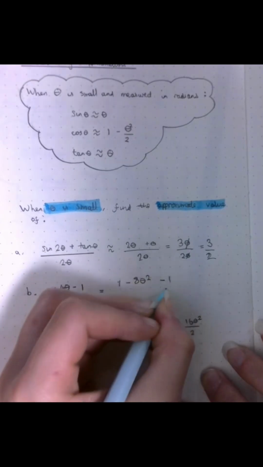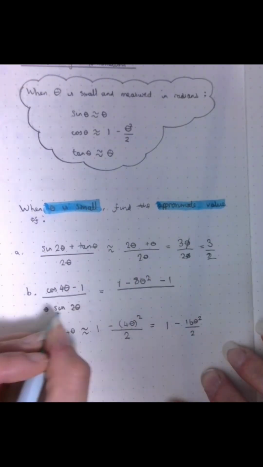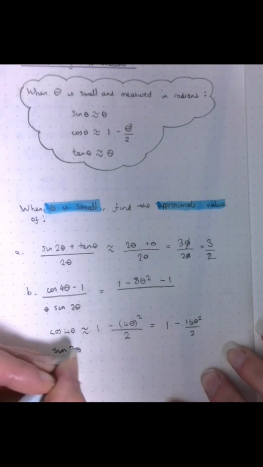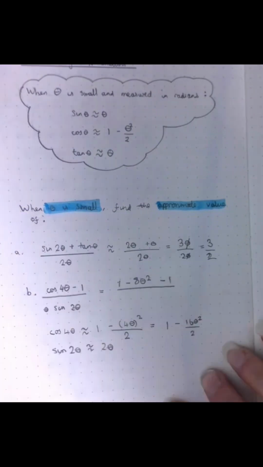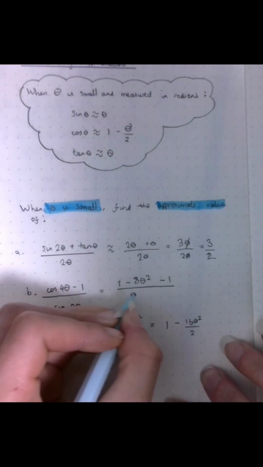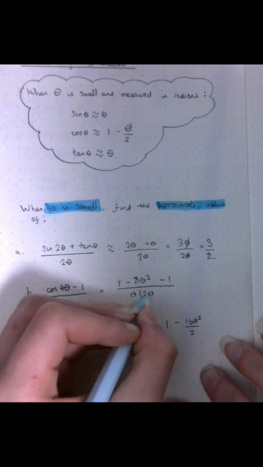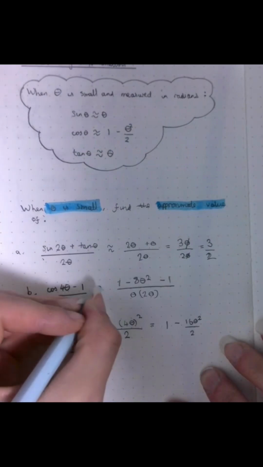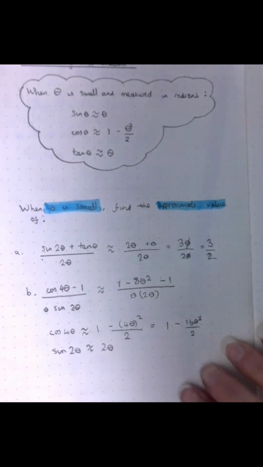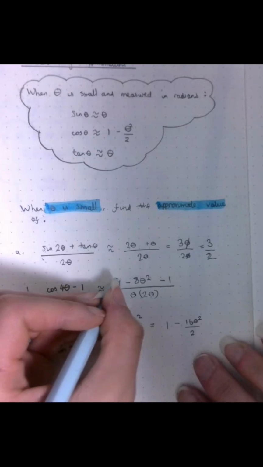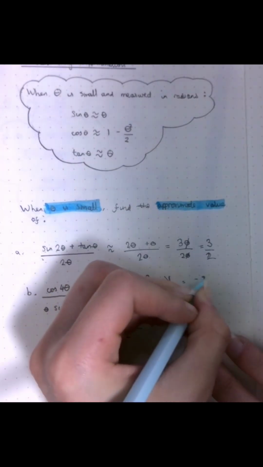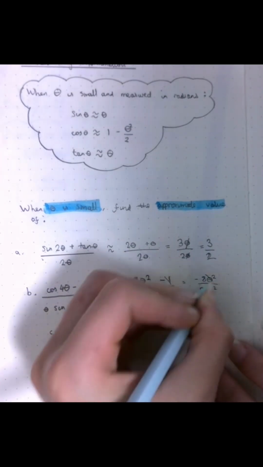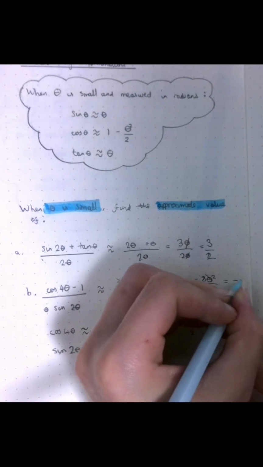Take away the 1, all over theta sine 2 theta. So sine 2 theta is going to roughly just equal 2 theta. So that will become theta times by 2 theta. I should use my approximate value, not my equals, because it doesn't equal it. It's an approximation. So let's just tidy that up a bit. So the 1 and the minus 1 will cancel out, leaving me with minus 8 theta squared. And here I'd end up with 2 theta squared. Let's cancel the theta squareds out. We're just going to be left with negative 4 as our answer.